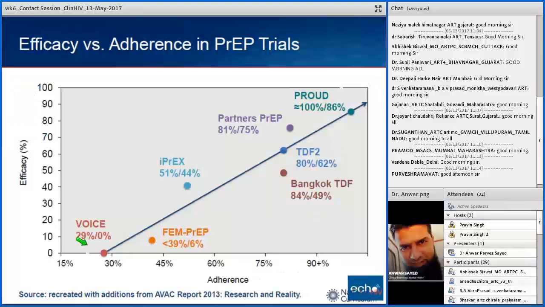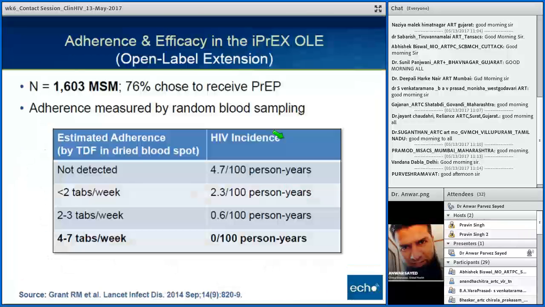Otherwise, in all studies, if we see earlier, PrEP worked very well. This can be further explained with this slide. If you see efficacy versus adherence, as and when adherence increases, efficacy of PrEP increases, and that's what was shown in other studies like Partner PrEP, PROUD, TDF2, Bangkok, and iPrEX. So all these studies show that PrEP is very beneficial in those people who are at higher risk of acquiring HIV infection.